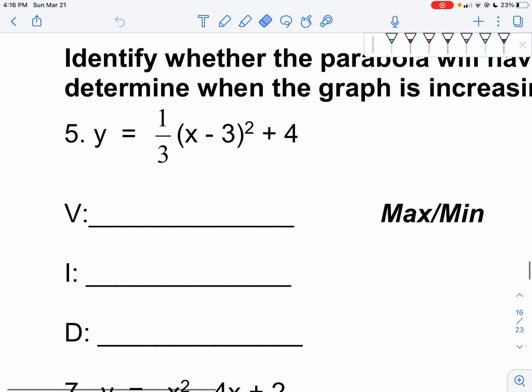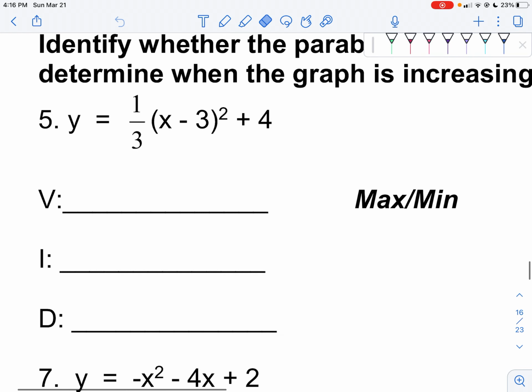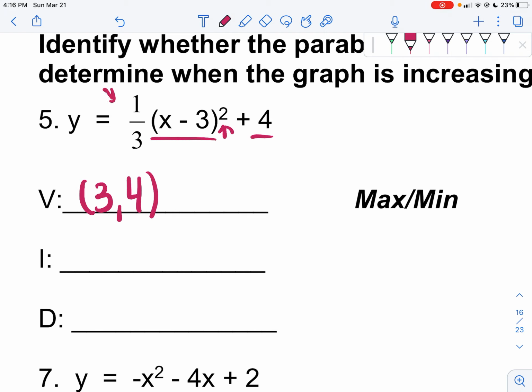So on number 5, we do not have intercept form. We have these parentheses squared, which means we have vertex form. So we look inside the parentheses to get the x value of the vertex, and we take the opposite sign, so positive 3, and then the y value here, this k, is positive 4. So if we look at our a value, we have 1/3, which is positive, which means our parabola will be opening up. Since our parabola is opening up, that means the vertex is a minimum. There's nothing smaller than that vertex.